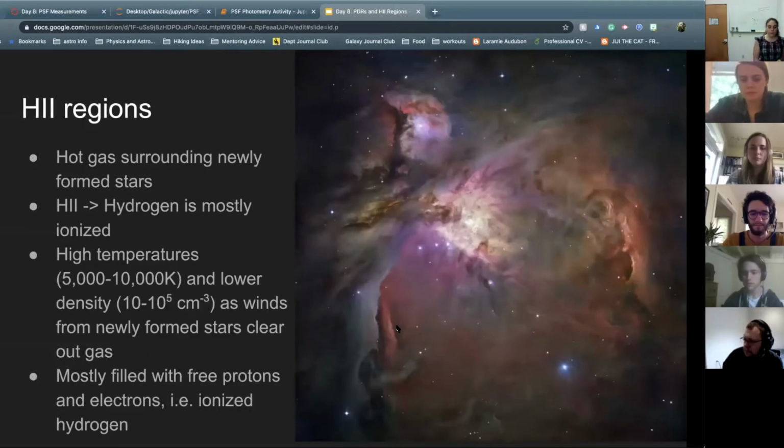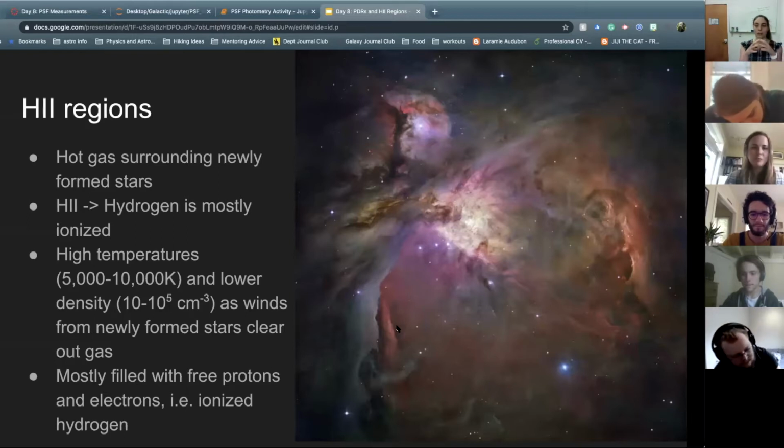Okay, so an H2 region, as you might expect, is a region where hydrogen is ionized. That's why it's called an H2 region. So there will be some neutral hydrogen, but most hydrogen in an H2 region will be ionized. As I showed earlier, it's going to be the hot gas surrounding young stars. So young stars will ionize the hydrogen surrounding them. Since hydrogen is the most prevalent element in our universe, we kind of define things based on hydrogen, typically.